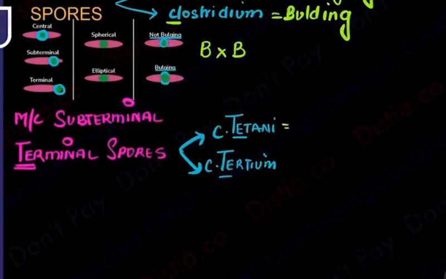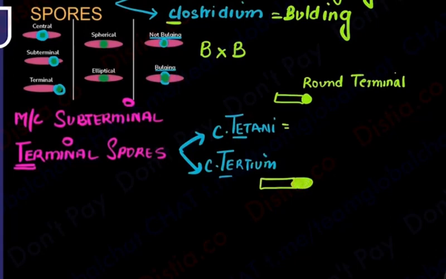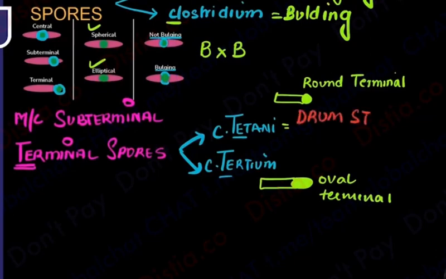Please note, if I draw it, if this is the bacteria and you're saying terminal, in tetani I have made a round terminal spore. Whereas in tertium, again I have made terminal, but I have made a very oval spore. What am I trying to show you over here? The other column: when is it round and when is it oval? Because that will tell me that tetani is known to have a drumstick appearance. You can see now it's totally round, so it's looking like a drumstick. Whereas tertium is going to have a tennis racket appearance.